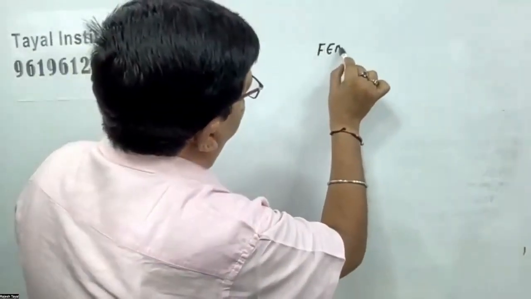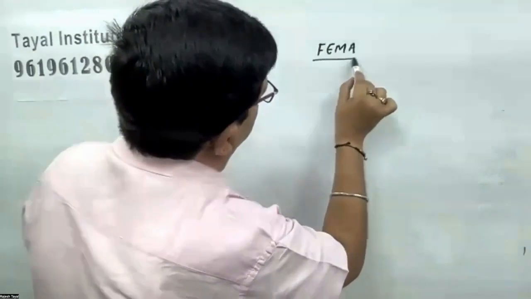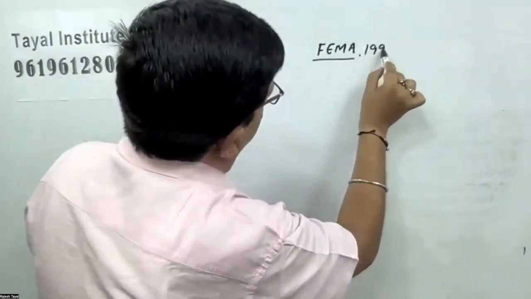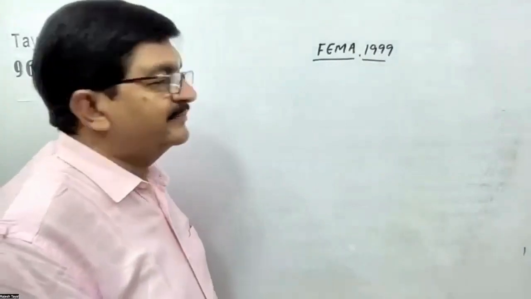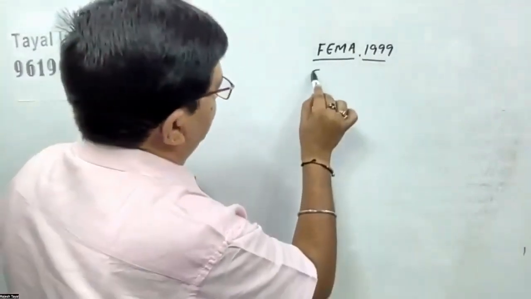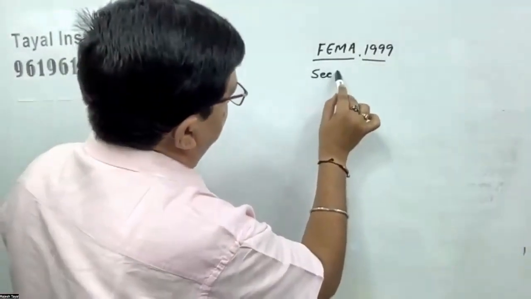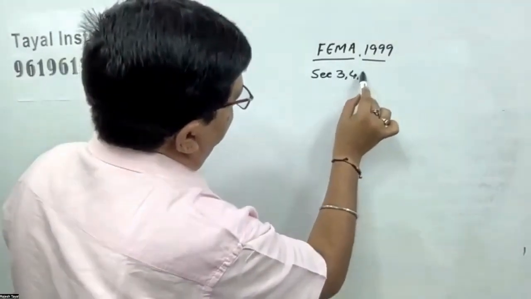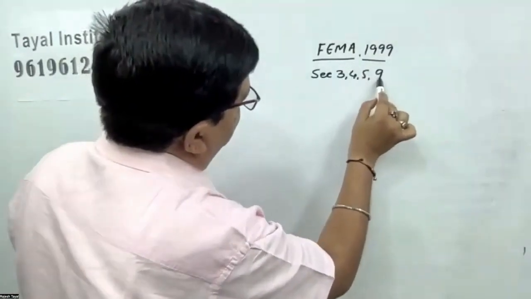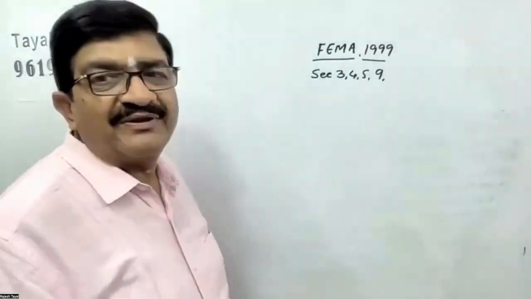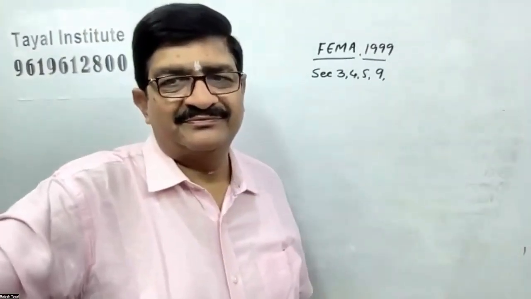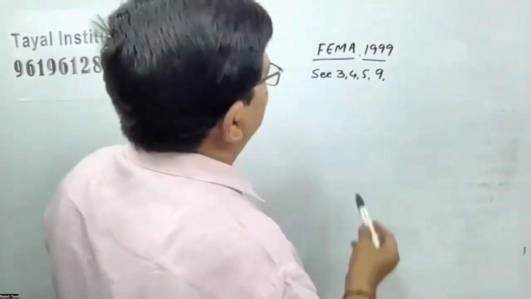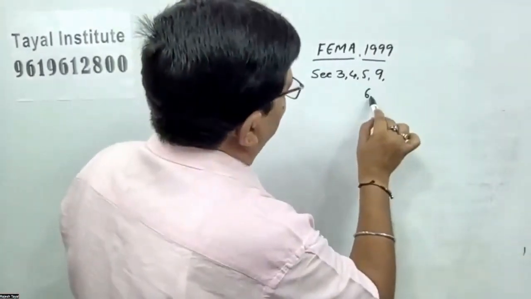The lecture on FEMA. The homework given to you was section 3, 4, 5, 4, 9, 5. What is left in between? 9 also you said. 6 and 7, those are left out.